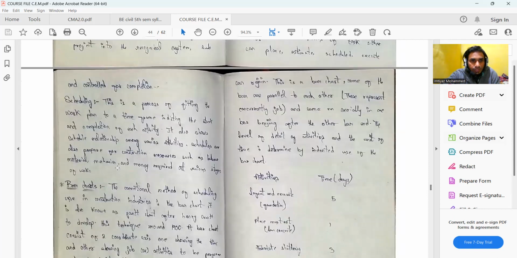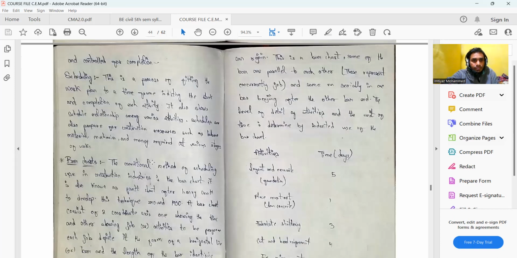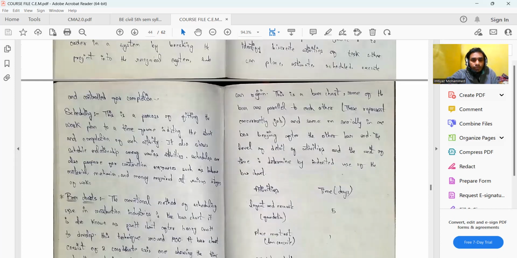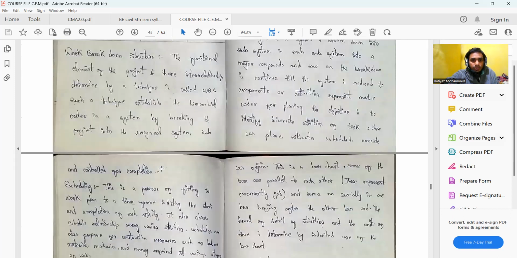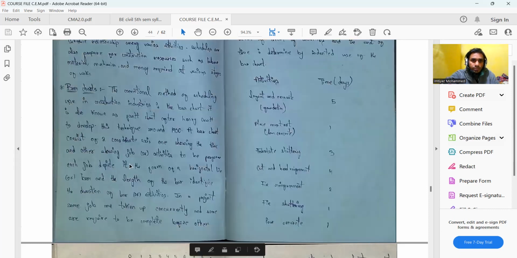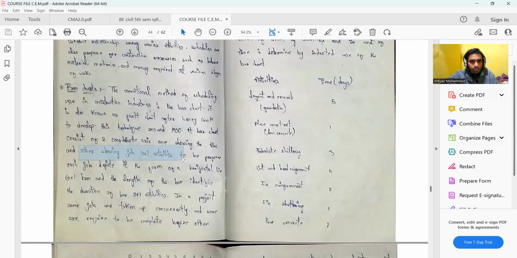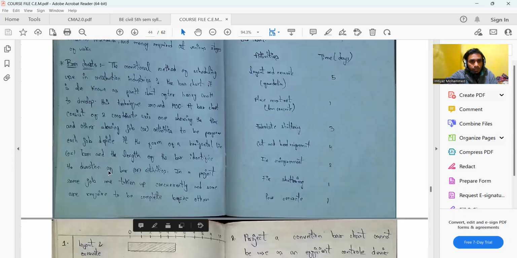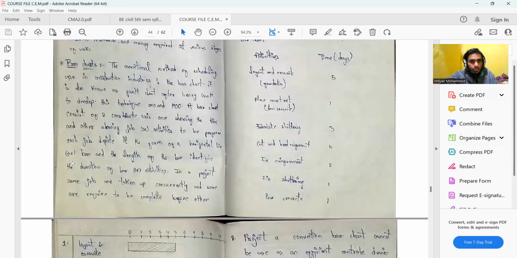Then we have scheduling, which is the process of fitting the work plan to a time frame. It indicates the start or completion of the activity. Then we have another representation known as bar chart, also known as Gantt chart, after Henry Gantt, who developed this technique around 1900. Here we use two coordinate axes, x and y: one axis shows time, the other shows the jobs or activities, and the length of the bar shows the duration of the activity.